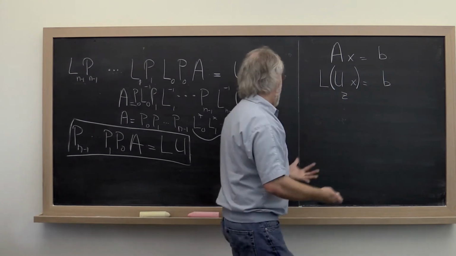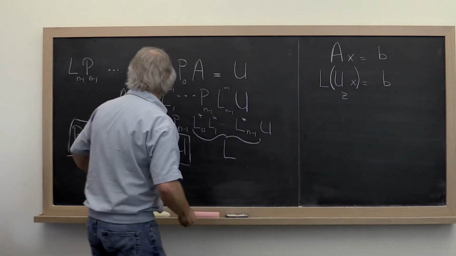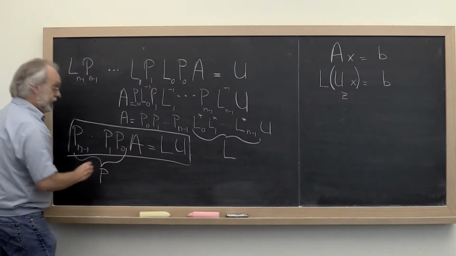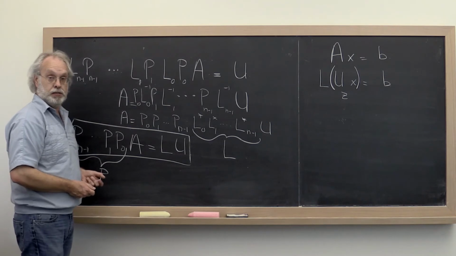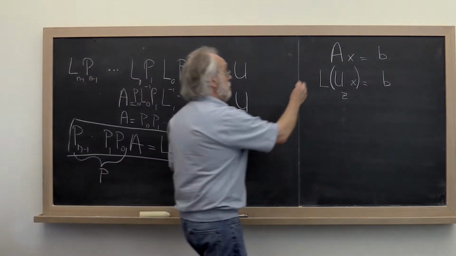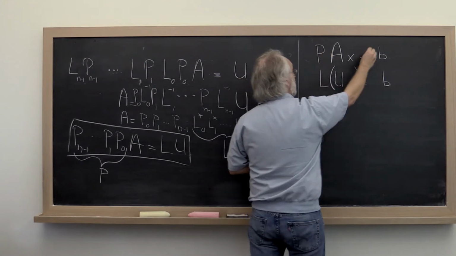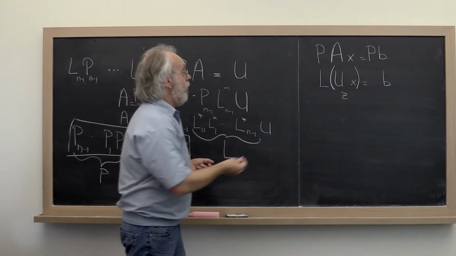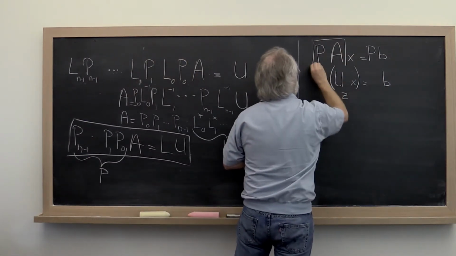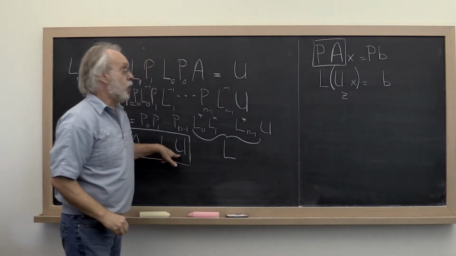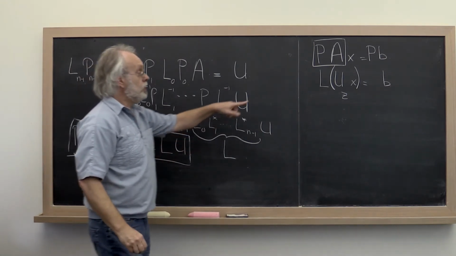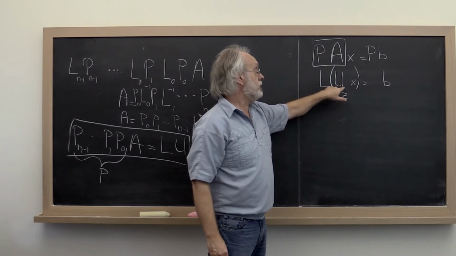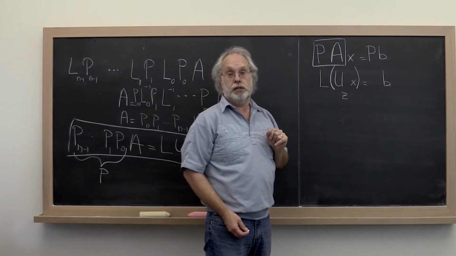Now, what we notice is that if we multiply all of these permutation matrices together, we get another permutation matrix. So if we permute both the right-hand side and the left-hand side by that same permutation matrix, then we can replace P times A by our LU factorization, and we are left with two clean triangular solves, one with the lower triangular matrix, one with the upper triangular matrix.